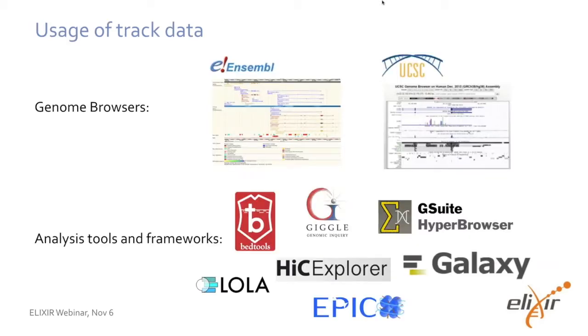Currently, there are two main users of genomic tracks. The first and historically most important users were the genome browsers, especially the UCSC genome browser, which invented the term track, as far as I know at least. Then you have the Ensembl genome browser, and there are plenty of other genome browsers. In addition, there are plenty of analysis tools and frameworks that can do analysis on genomic tracks.